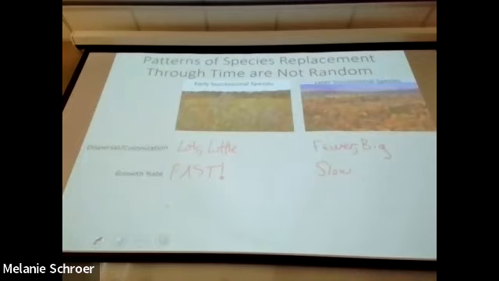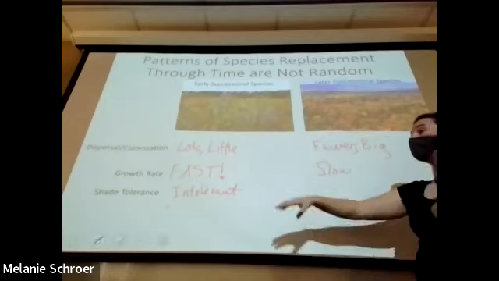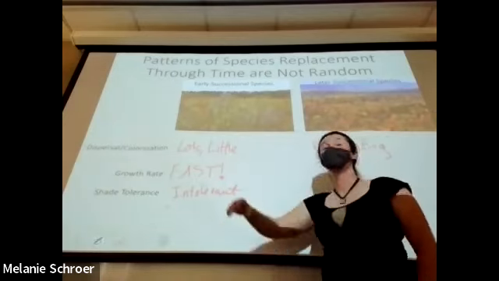All right. How about shade tolerance? Are early successional species tolerant of being in the shade? Intolerant. They need lots and lots of sun. And that ultimately allows them to grow fast, right? They need lots of sun, lots of energy in order to grow this quickly.